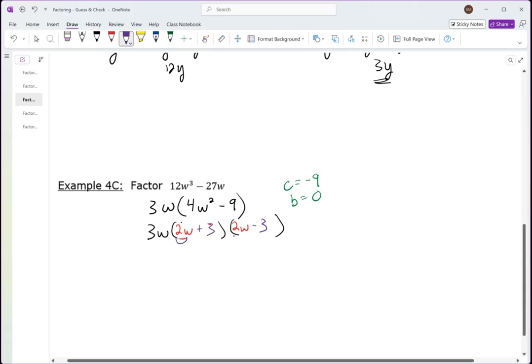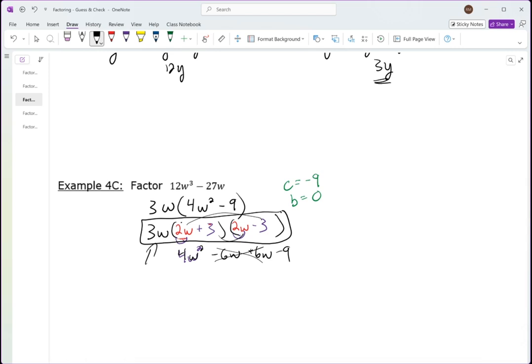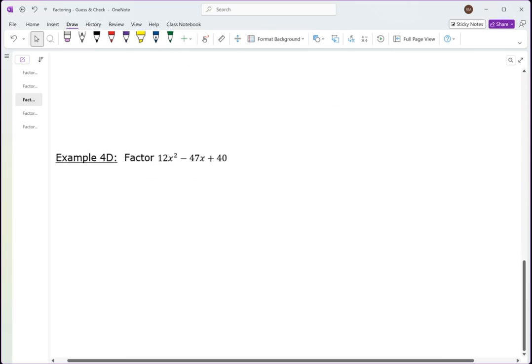But the thing that we want to remember is that 2w and 2w is going to be 4w squared, as I'm checking this, right? And then I'm going to have minus 6w plus 6w minus 9. So those do cancel out. And I want to be sure to include my greatest common factor when I circle my answer. So we'll get more into the special factors after this.